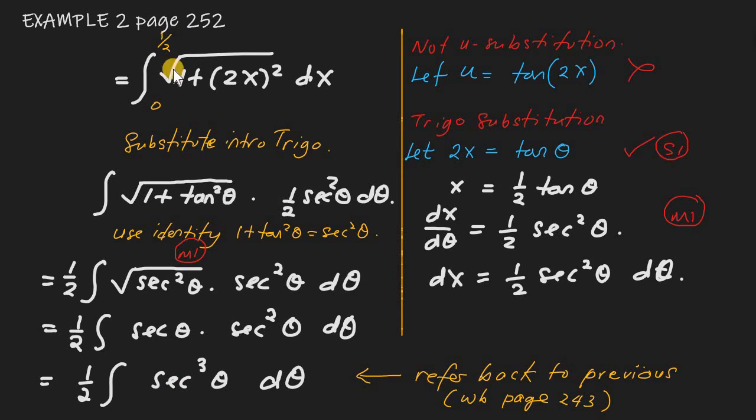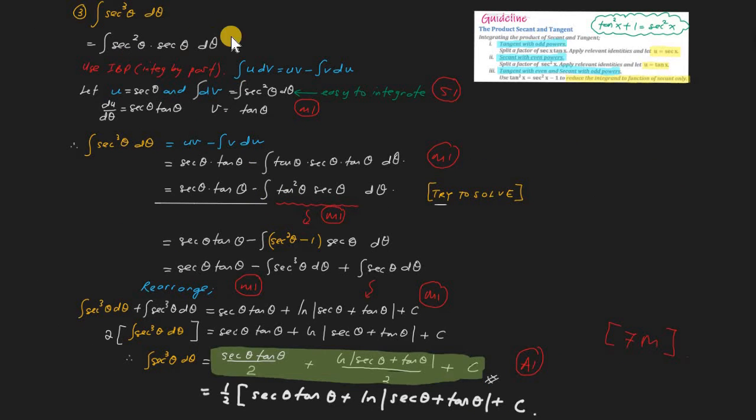I did not put down the border. Why? Because this is the boundary for x. When we change into the boundary of theta, we need to change the boundary in terms of theta. But first, let us solve this integral of a secant power odd number. For that, we need to refer back to our previous work. Refer back to your workbook, page 243. This is a summary of work that we have done and discussed earlier, on page 243.